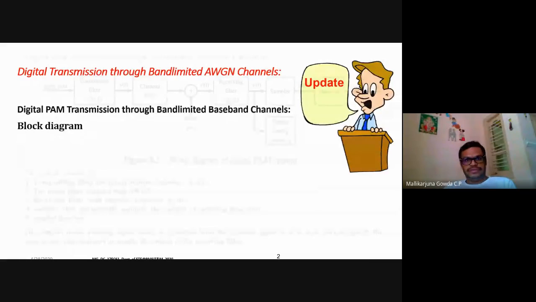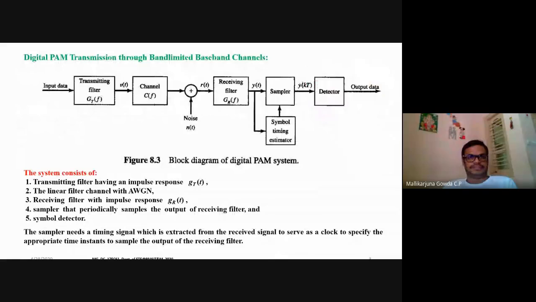This is the block diagram of the digital PAM system. The input data will be applied to the transmitting filter. This transmitting filter has an impulse response g_T(t), and in the frequency domain it is G_T(f). The output of this transmitting filter is denoted as v(t). That will be applied to the channel, which has a frequency response C(f).